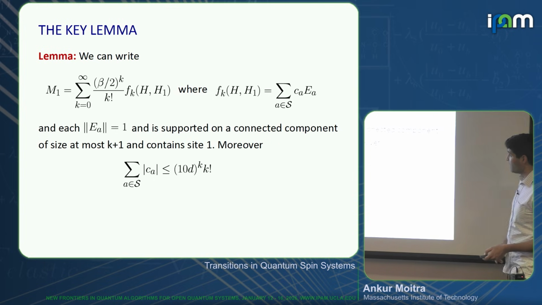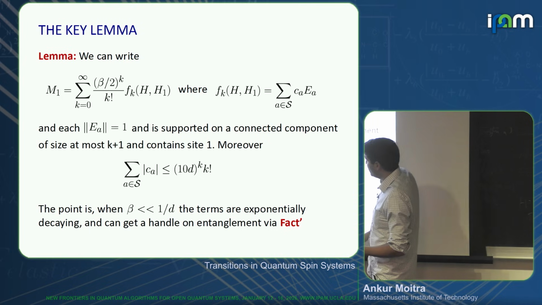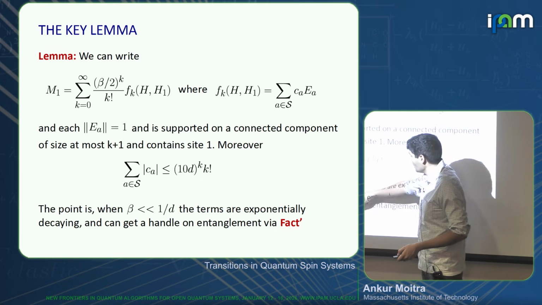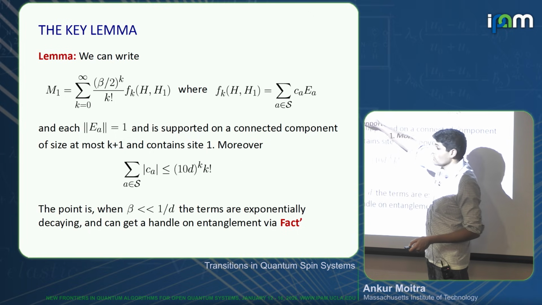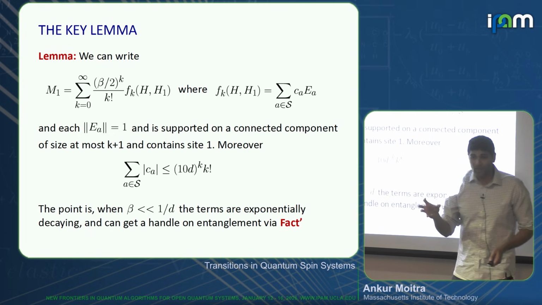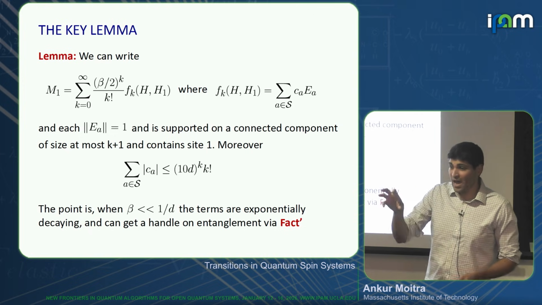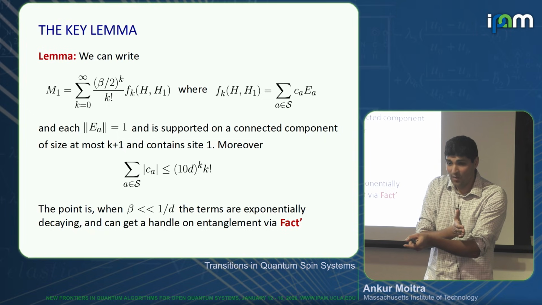So that's the name of the game, is to prove this kind of lemma. And the point is very simple now, right? If your coefficients grow like d to the k, then as long as your beta is small, like 1 over d, then you're in business because you can actually say that the part of your extraction operator which is happening, that acts on a lot of sites, is also comparably small.